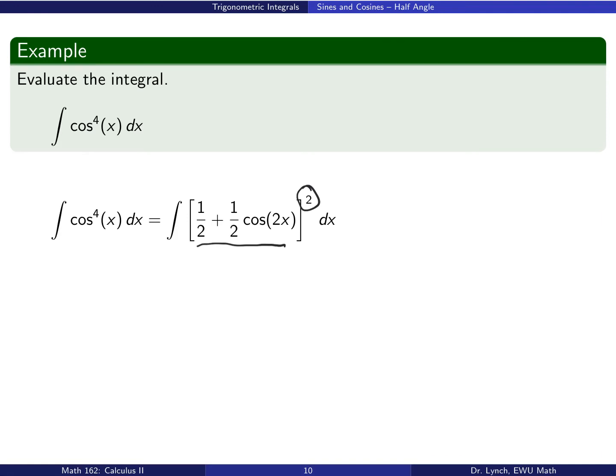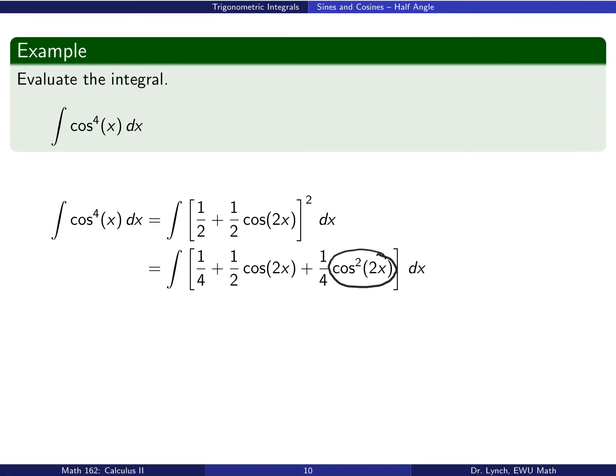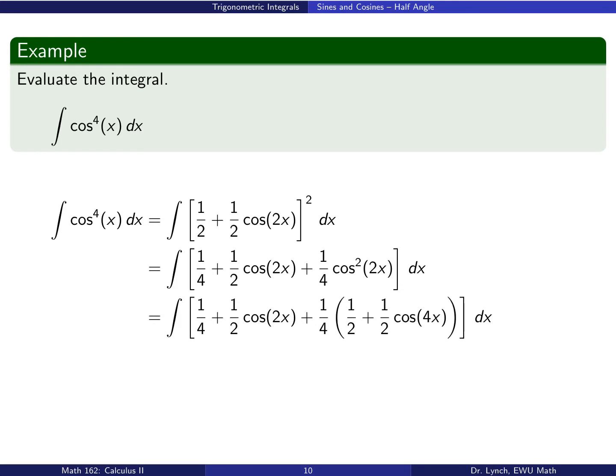Expand, expand, expand. Rewrite this as 1/4 plus 1/2 cosine 2x plus 1/4 cosine squared 2x. Now here again is another all even power of cosine that we'll have to use another half angle identity on. Here's that other half angle identity. We've rewritten this cosine squared of 2x as 1/2 plus 1/2 cosine of 4x.